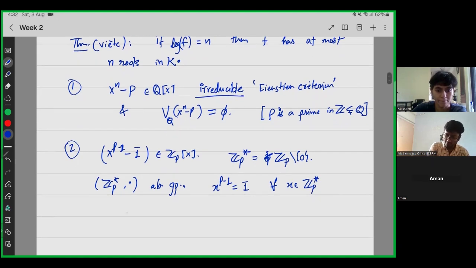So what will be the factorization of this polynomial x to the power p minus 1? This will be the product of x minus k bar, where k is coming from Z_p star, so k from 1 to p minus 1.